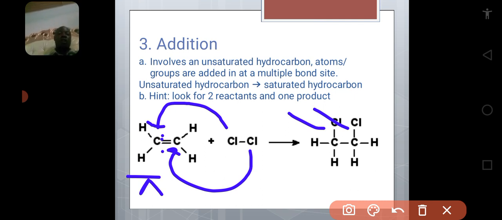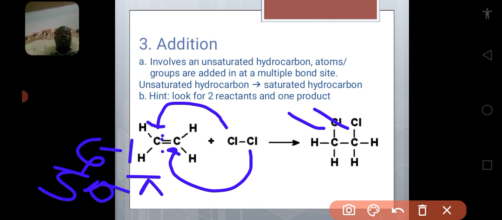How do we get the number of sigma bonds here? We count the number of atoms. There are 6 here, all the atoms: 2 carbon, 4 hydrogen, so there are 6 atoms. So 6 minus 1, we have 5. So it means that we have 1 sigma bond.